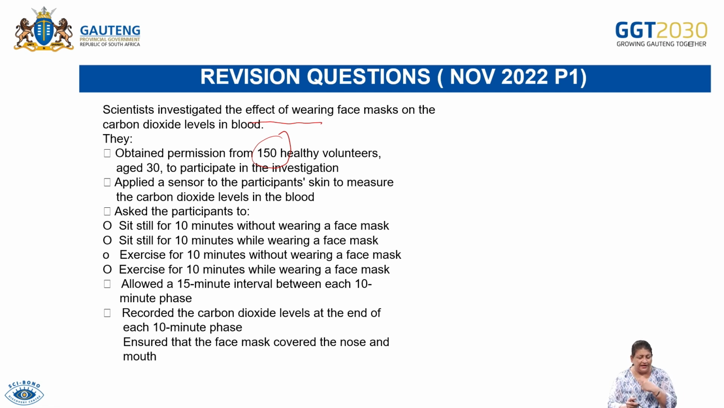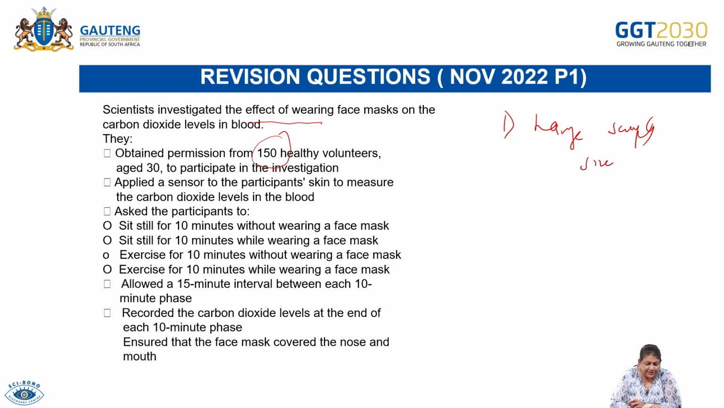They never just use one. So it's a big, large sample size, and therefore it becomes a reliable investigation. They obtained permission from 150 volunteers, and then all of them were aged 30 to participate. They applied a sensor to the participant's skin to measure the carbon dioxide levels in the blood. So they took a device to measure the CO2 levels in the blood, right? Because they want to see, if you wear a mask, what is the effect on CO2 production.